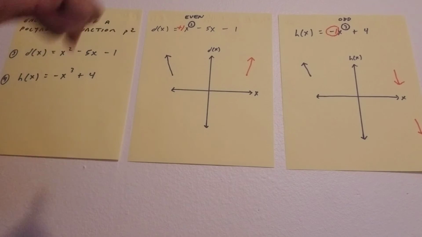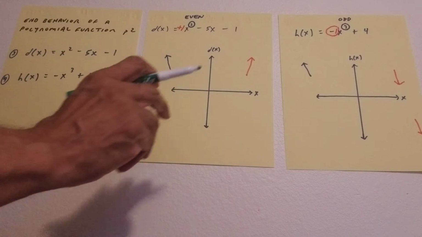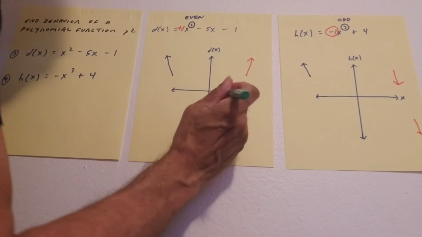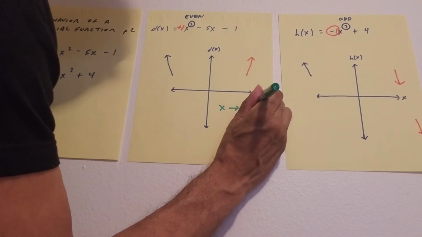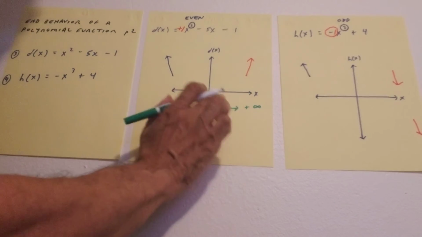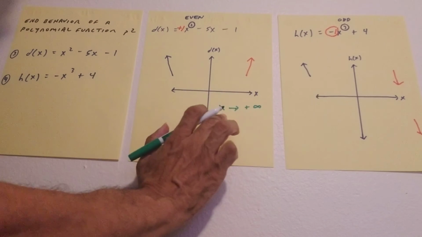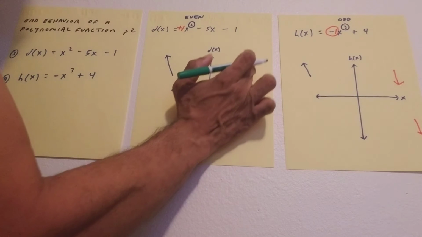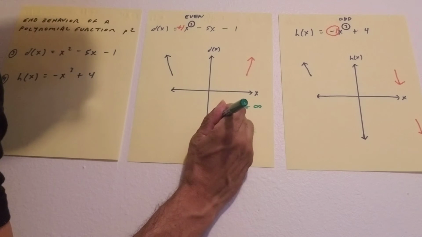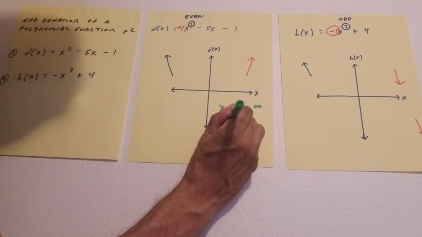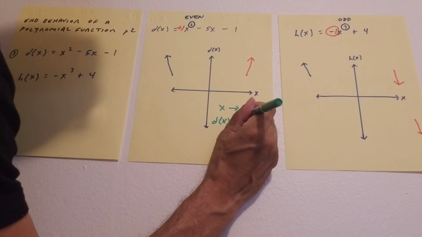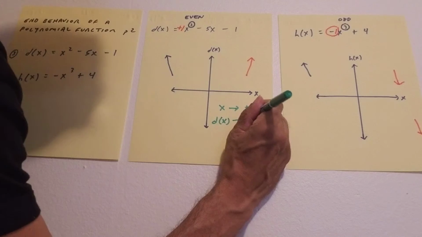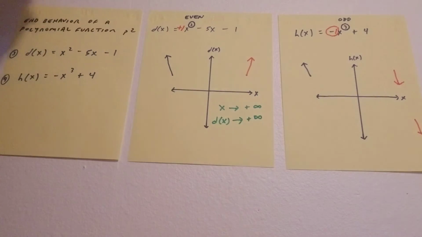Okay, let's describe these algebraically. On the right-hand side, x is approaching infinity, which is also indicated as positive infinity. The input is increasing. What's happening to the function? The output is also increasing. So as x approaches positive infinity, the function d of x approaches positive infinity.